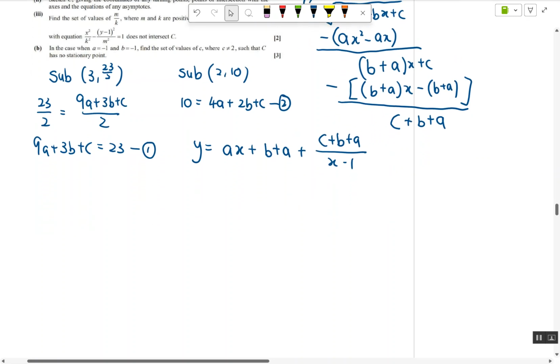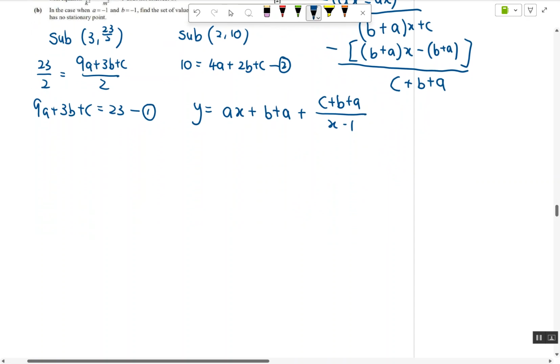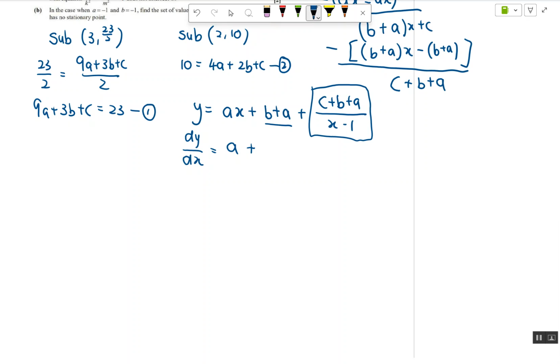This one is easy to differentiate because dy/dx: differentiate ax is just a, differentiate the constant becomes nothing. You must be good at H2 math, or rather decent enough to pass H2 math. This kind: x minus 1 to the power negative 1. When you differentiate power negative 1, you must be so smooth to know that this one is negative (c plus b plus a) over (x minus 1) squared.